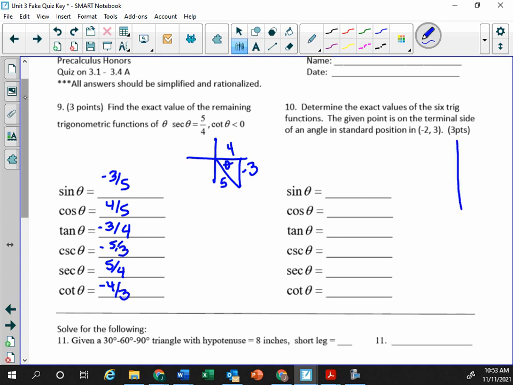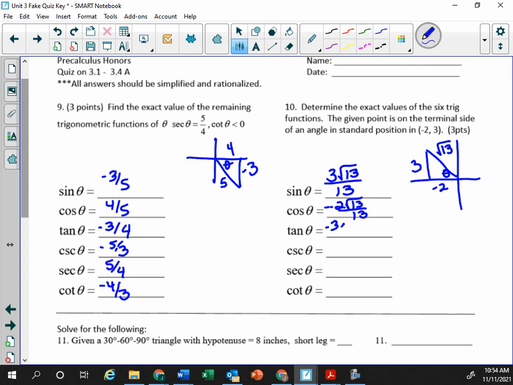This one then, you plot where that point is, negative 2, 3. That's the 2nd quadrant here. You have to use the Pythagorean theorem to find your hypotenuse. That ends up being root 13. So you need to rationalize your answers. You end up with 3 root 13 over 13 for sine. Cosine is negative 2 root 13 over 13.